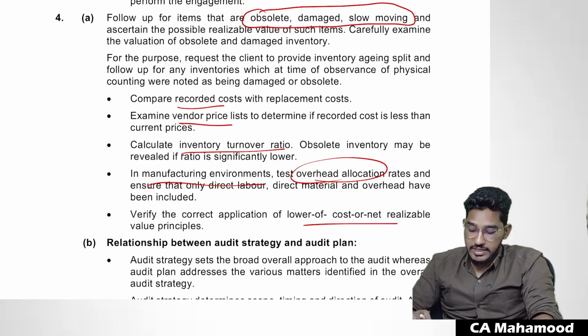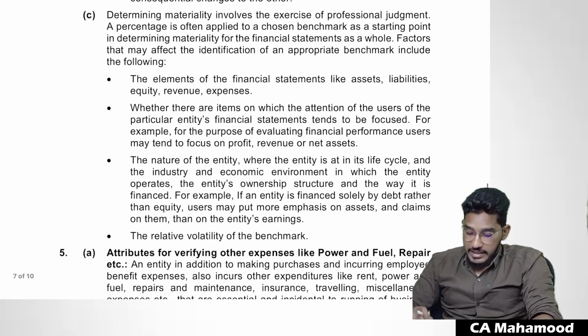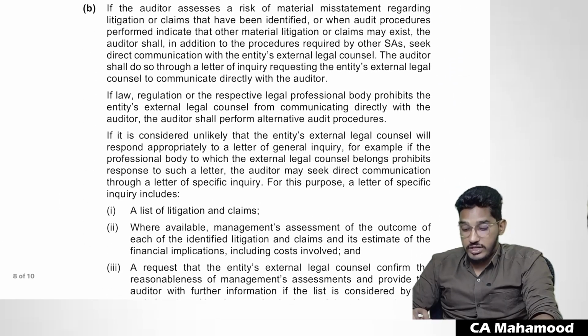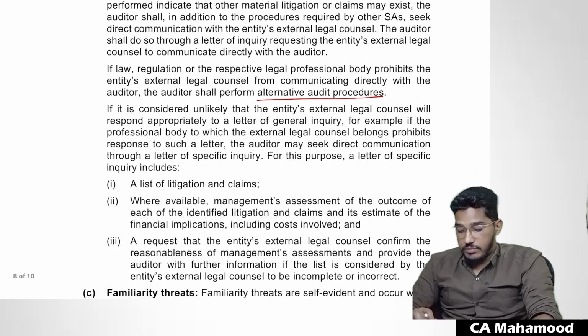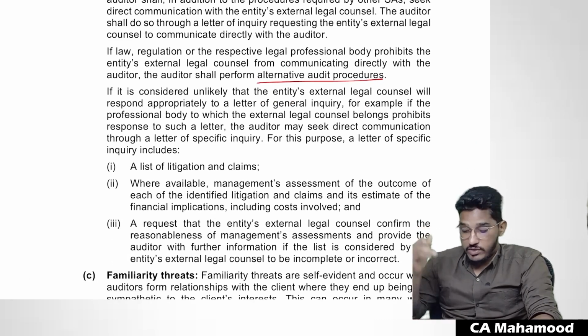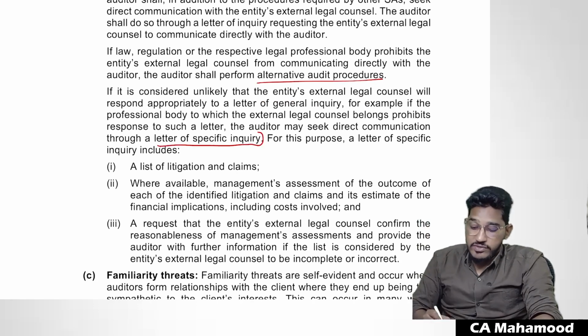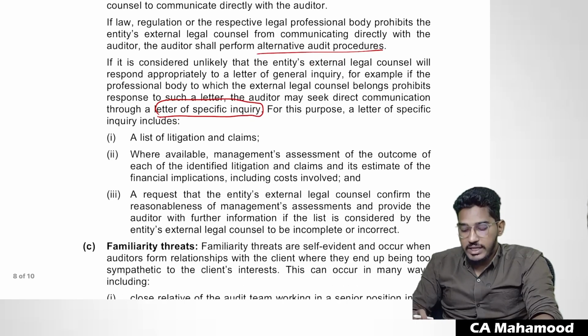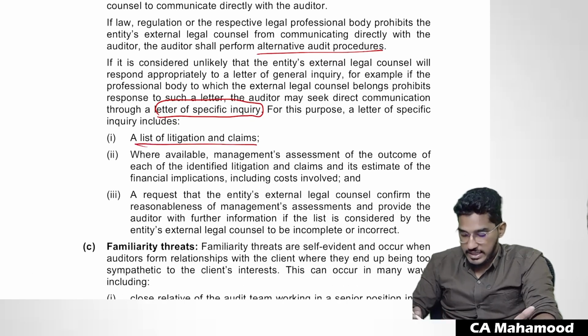What does SA 501 say? SA 501 says, in case the external legal counsel is prohibited from responding to general inquiry, the first thing you should do is perform alternative audit procedures. And one more thing you can do is, in case they are prohibited from responding to general inquiry, you can send them a letter of specific inquiry. Sir, what details should be there in that specific inquiry letter, sir? The list of all the litigations and claims.